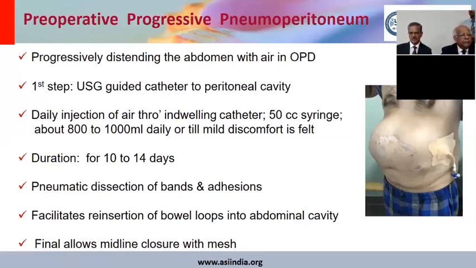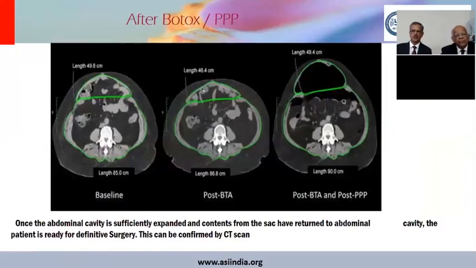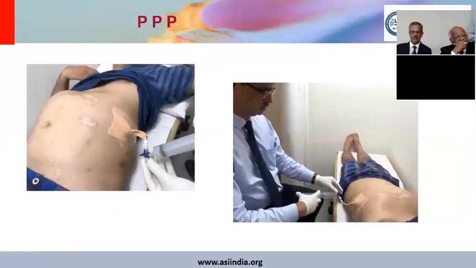What it does is it makes the abdominal cavity larger and the hernia sac contents go back into the abdominal cavity. The adhesiolysis occurs, the bands and all get dissected, and when you do this surgery, it becomes very nice to see that. You can see here, are they seeing the photos? Yes, yes. Okay. So you can see that all the air is inside the sac, but the contents have come out into the abdominal cavity. So that's the best way to increase the abdominal cavity in these patients.